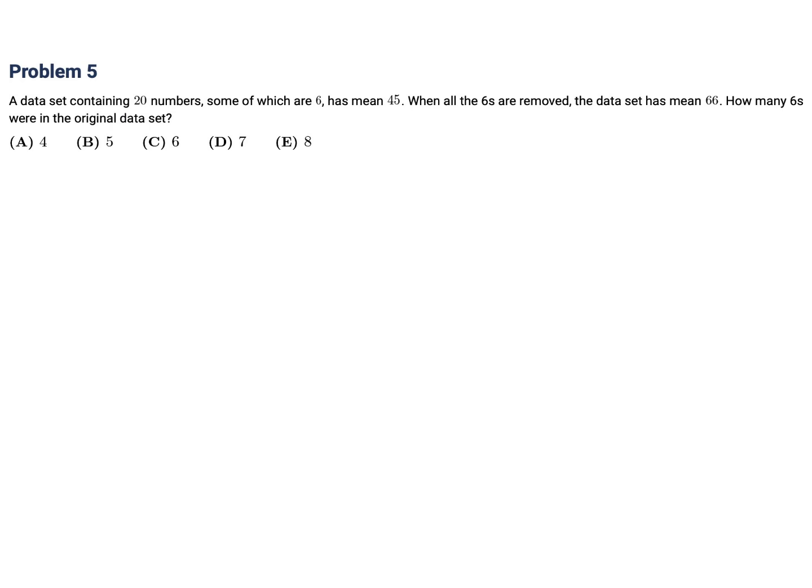A data set containing 20 numbers, some of which are 6, has a mean of 45. When all the 6s are removed, the data set has a mean of 66. How many 6s were in the original data set?